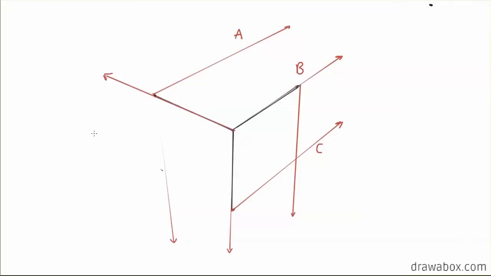So again, we can fill in this line, leading off to the same vanishing point as that one, and same with this one. And there you have it, a box. It was actually fairly simple once you get that Y in place.